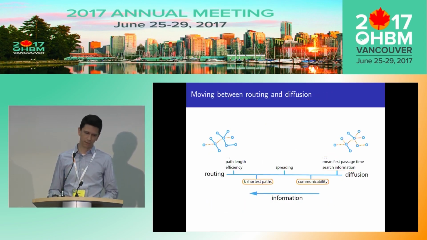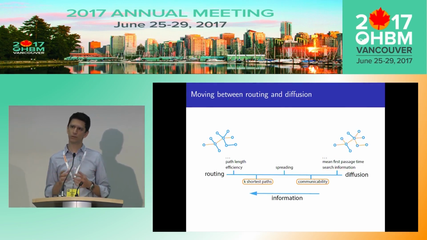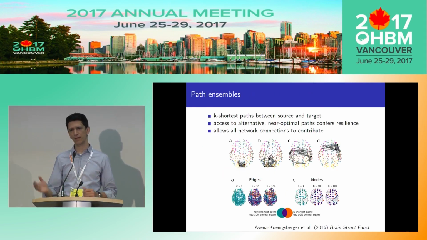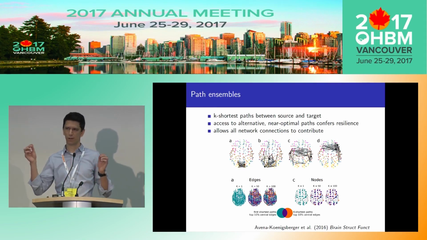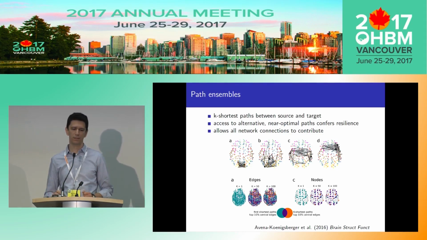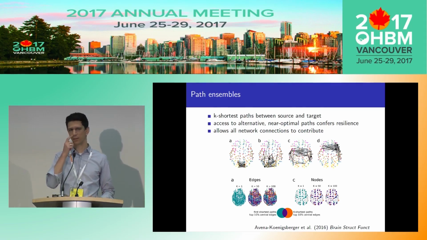So those were the two extremes, routing and diffusion, but there exists a whole host of measures that are somewhat intermediate between them that have elements of both. So what I'll show you now is the idea of path ensembles. We can go back to the idea of a shortest path and say, okay, now I don't want to consider just one path between two brain areas, between a source and a target. I want to consider the top 2, the top 5, the top 10, 100 paths between them. In other words, I don't want just one channel of communication between my two brain areas.